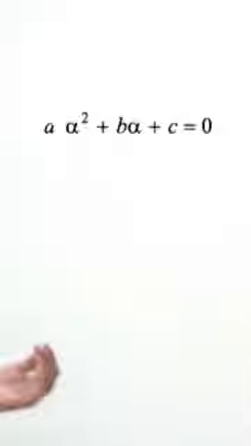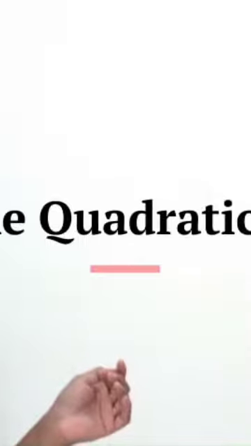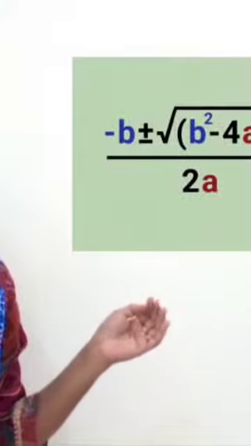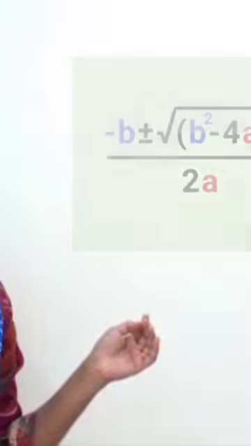If alpha is any real number and we have the general equation ax square plus bx plus c is equal to 0, and if we substitute alpha into this equation, and a alpha square plus b alpha plus c is equal to 0, then we call alpha a root of the quadratic equation. Here x is equal to alpha is the solution of the equation, and we can find the roots of the quadratic equation using the formula I mentioned earlier: minus b plus or minus square root of b square minus 4ac by 2a.